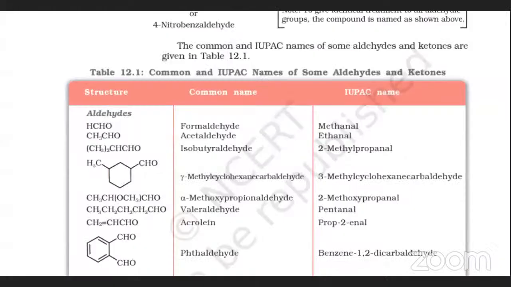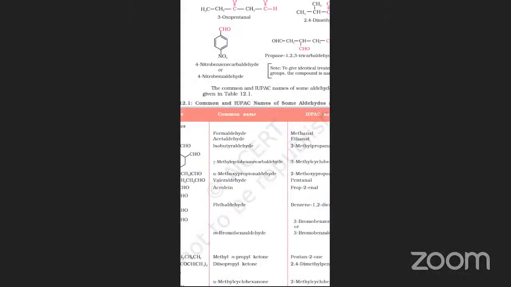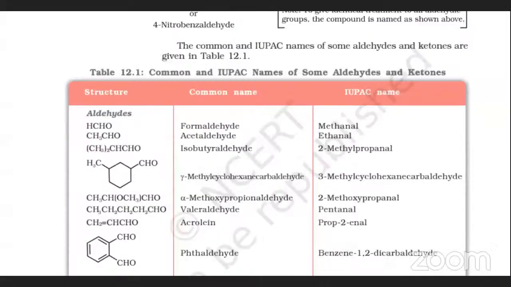In IUPAC names, if the aldehyde group is present, it is called "al". So meth is the root word, and the secondary suffix will be "al". The combination of meth and al is methanal. Similarly, the second compound, the general name is acetaldehyde.